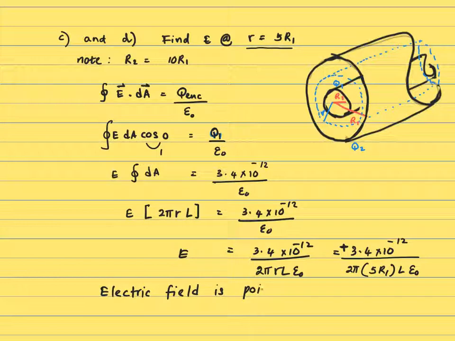Even if there is no sign, you should be able to tell the direction of the electric field, because we know when there is a positive charge, the electric field is pointed outward. When there is a negative charge, the electric field is pointed inward. There. So we are done with C and D.